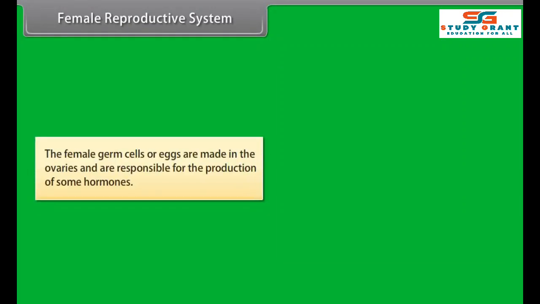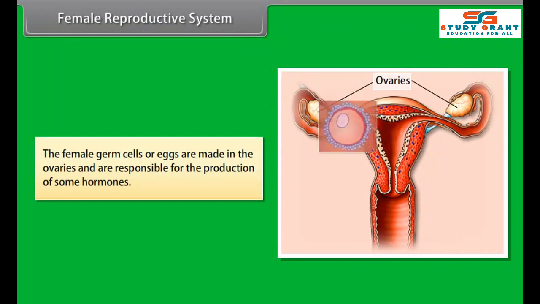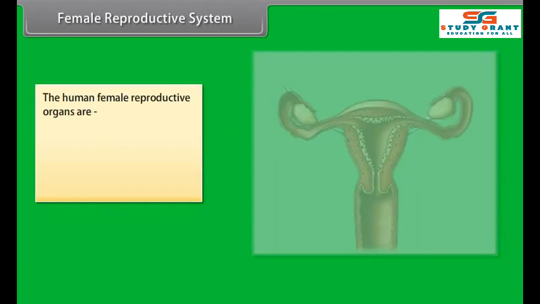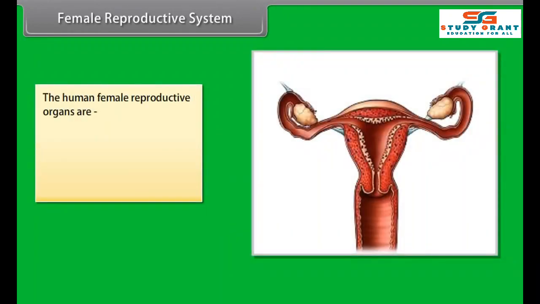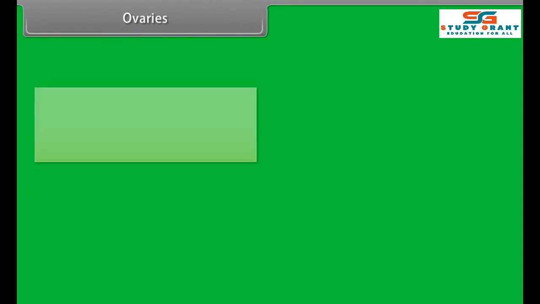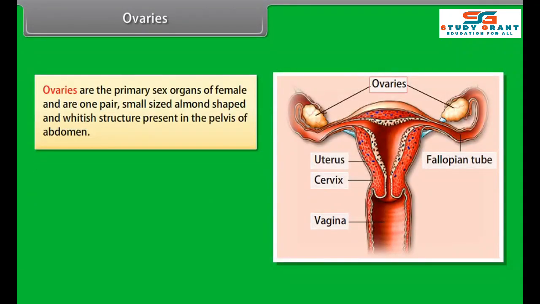Seminal vesicles are a pair of thin-walled, muscular, elongated sacs which secrete fluid for nourishment of sperms. Prostate gland is a single, large-sized and lobulated gland present just below the urinary bladder. It produces fluid which is released in the urethra along with the secretion of the seminal vesicles.